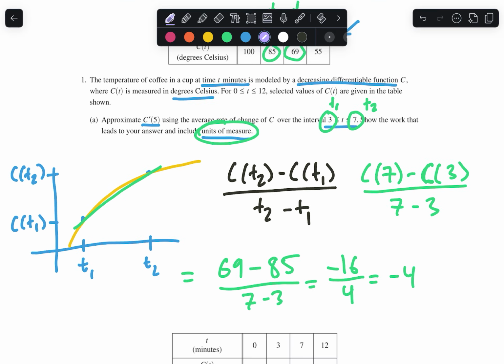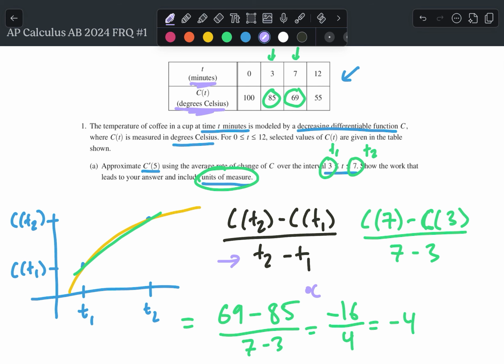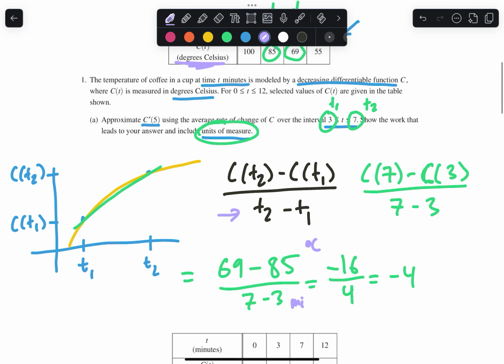We need to include the units of measure. So what are your units of measure going to be? The way that I like to do this, especially if you have a numerator and a denominator, is you notice that each of those is going to have its own unit of measure. Up top we have C of t, and C of t is in degrees Celsius. Down at the bottom we're dealing with t's, and t is measured in minutes.